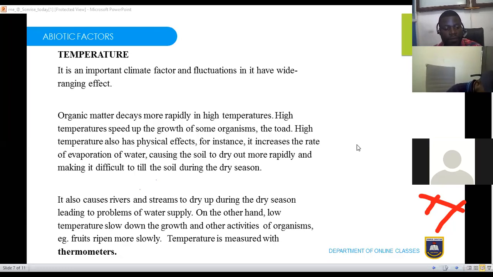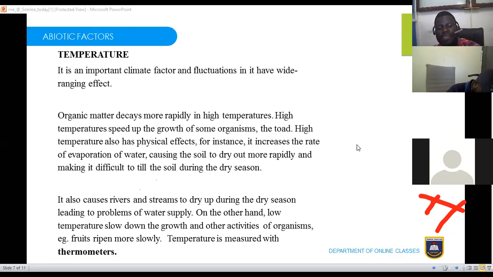Now, increased temperature also causes the soil to become dry. So the water evaporates from the soil surface, and the evaporation of water from the soil and the plant parts together is called evapotranspiration. Now, during the dry season, you would all agree with me that the soil becomes harder and more difficult to till, more difficult to manipulate.